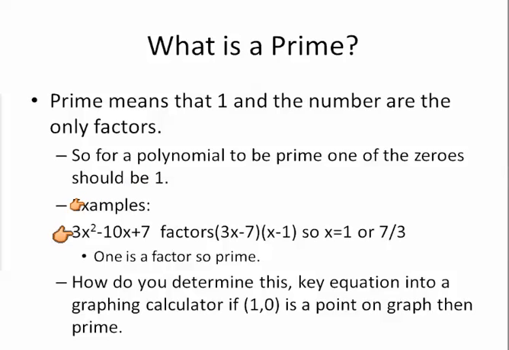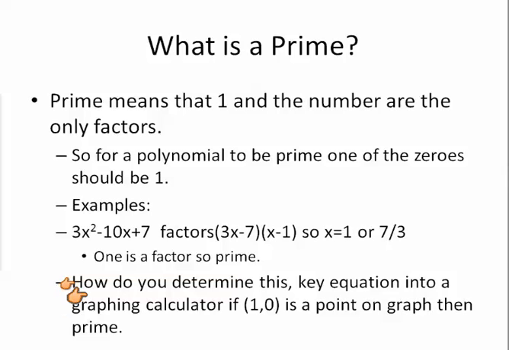Let me give you an example here. We got 3x squared minus 10x plus 7. If I factor this down, I get 3x minus 7 times x minus 1. So these zeros are 7 over 3 and 1. So 1 is a factor here. Since 1 is a factor, this would be a prime number. How do I do this? If I don't know how to do the factoring, how do I determine if this equation is a prime equation?